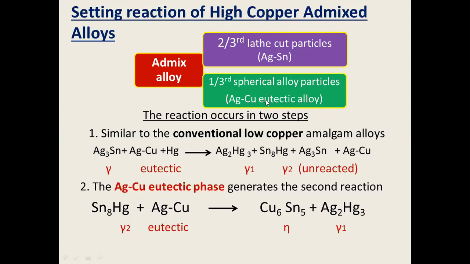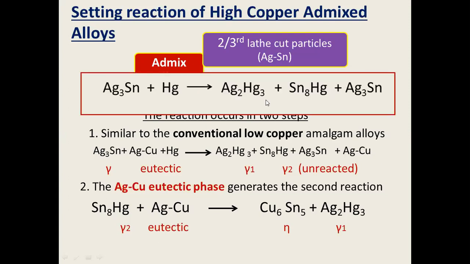We saw a single reaction in a low copper amalgam. Now here it is a combination of two steps. If you see the first step, it is the same as your low copper amalgam alloy reaction. Here this is our low copper reaction and this is our admixed high copper alloy. If you see the difference between the two reactions, only one thing is added, our eutectic alloy, that is silver copper.